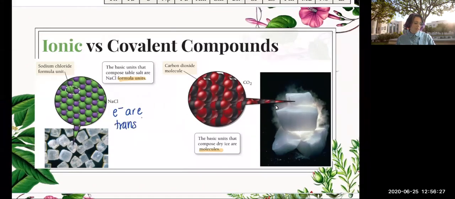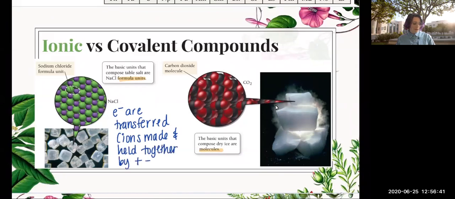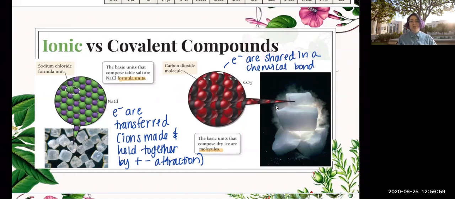So electrons are transferred, ions are made. So ions are made and held together by their attraction, by plus and minus attraction. And then with your molecules, the electrons are shared in a bond. And that is what holds it together. And we'll talk more about chemical bonding at the end of this chapter.